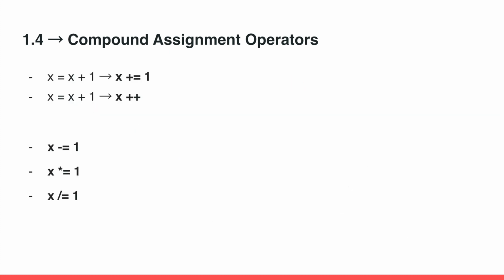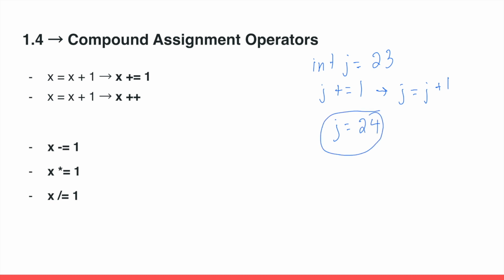Now just to go back and look at these operators and see a few more examples, let's say that we had, for example, int j equals 23. And we did j += 1. Well, this just means that j equals j plus 1. So that means our new value of j is going to be equal to 24. It's important to note that += 1 and ++ are the exact same thing. So if we did j += 1 or we did j++, we'd get the same result.